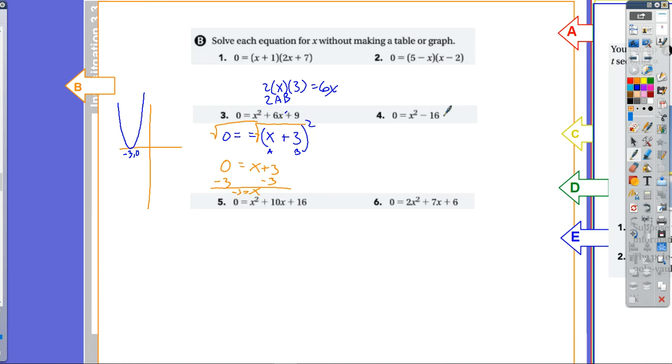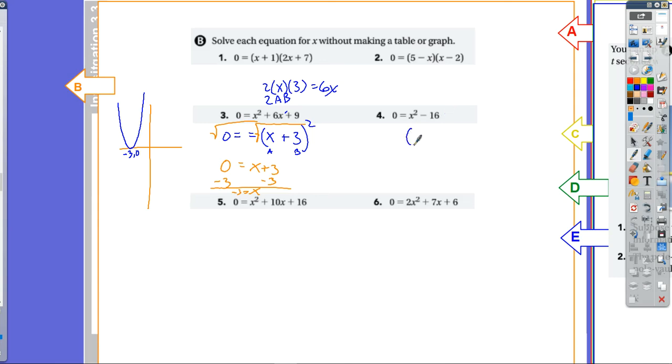For problem number 4, all right, not in factored form, we'll forgive, but it is equal to 0. So let's use our factoring checklist. Greatest common monomial: no greatest common monomial. Number 2, is it a difference of squares? Well, 16 is a square. x squared is a perfect square. We're subtracting them. We must have a difference of squares because difference means subtraction.